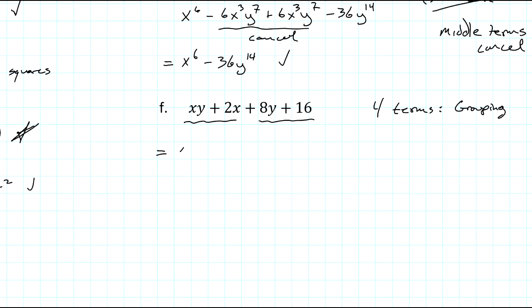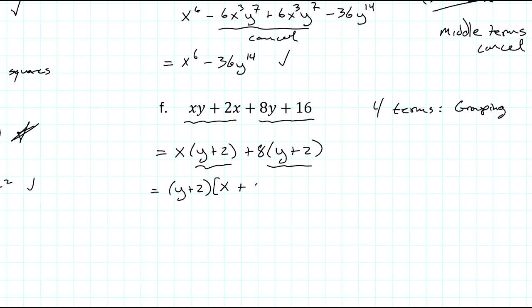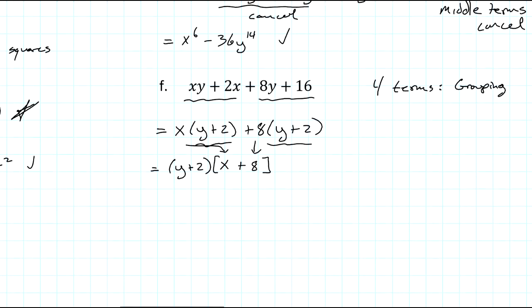If I group the first 2, I can pull out an x, and I'm left with a y plus 2. And in the second 2, there's a GCF of 8, which I can factor out and be left with a y plus 2. That's nice. The y plus 2 is common, so we can pull that out to the front. When I do that, I'm left with an x in the first term and a plus 8 in the second term. And then that's it. We can't factor that anymore. So we are done there because y plus 2 is linear, x plus 8 is linear, no greatest common factors, so that's it.